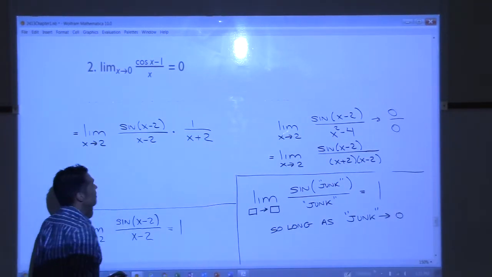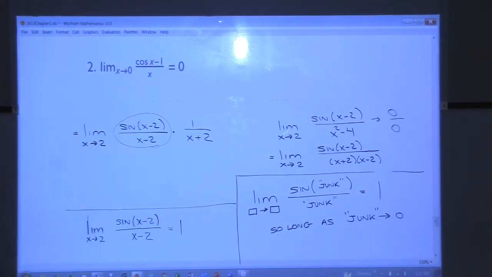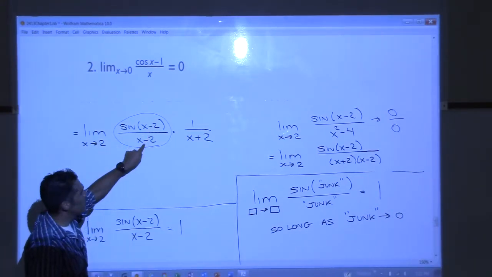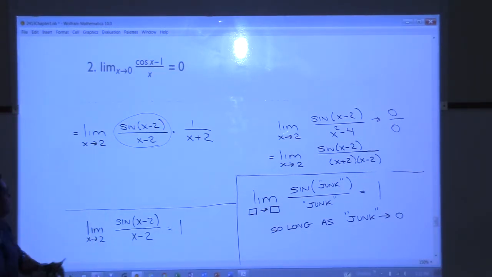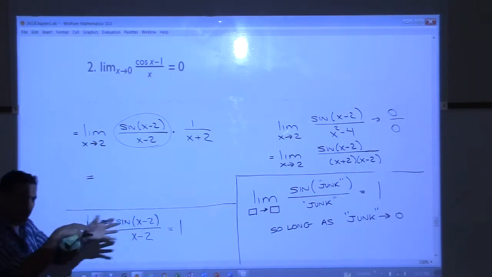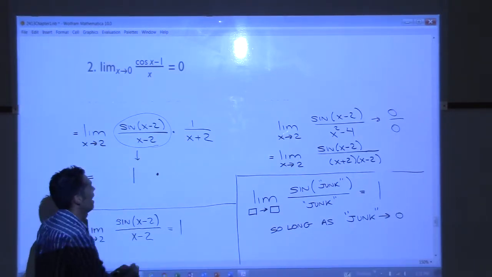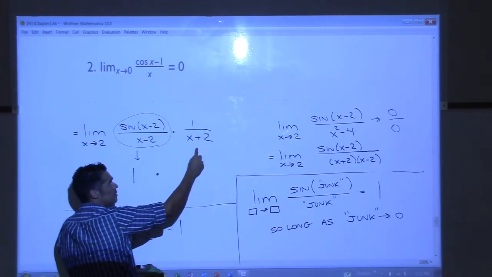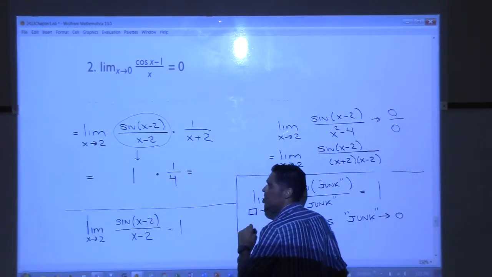But now, do you see that this right here looks exactly like it needs to look. You've got sine of junk over junk. Does the junk go to 0? Junk goes to 0, junk goes to 0, right? So this piece right here goes to what? 1. So my next line, this is going to go to 1. And so I'm taking the limit right now, so I'm not going to write limit again. So this right here is going to 1 times, now what happens when I let x go to 2 over here? What do I get? 1 over 4. 1/4. So what's the answer? 1/4.